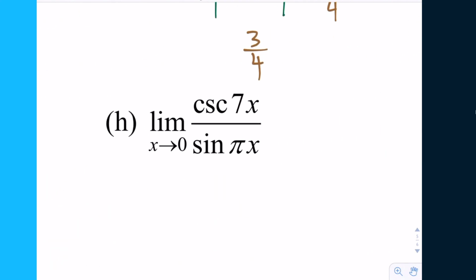Letter H. You do it. Letter H. 7 over pi, right? That's answer choice A, 7 over pi. Yeah, it's answer choice A.